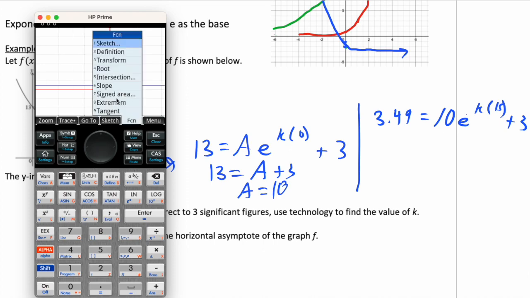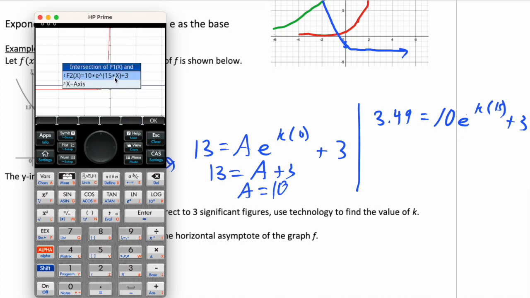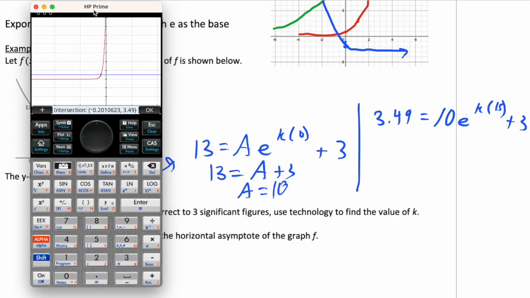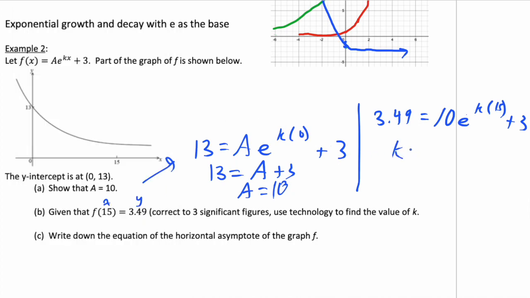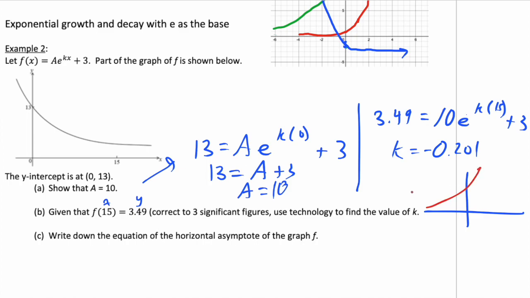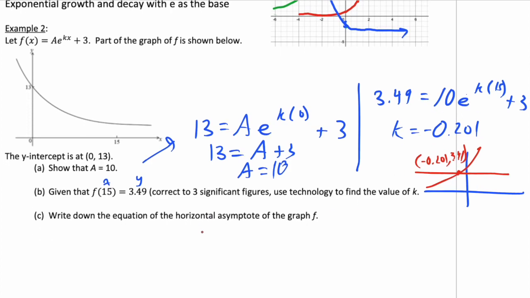So if k is a negative number, we have a decreasing function. That actually makes sense in the graph here. It is a decreasing function. So we got k equals negative 0.201, and we got that by graphing. To show it might work, I can just do that: negative 0.201, comma 3.49. Anyway, we got negative 0.201 for the k value.